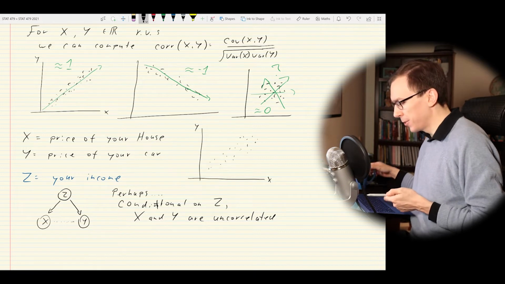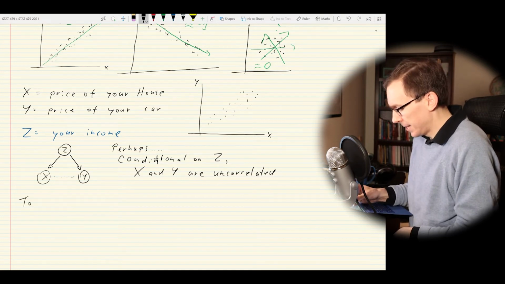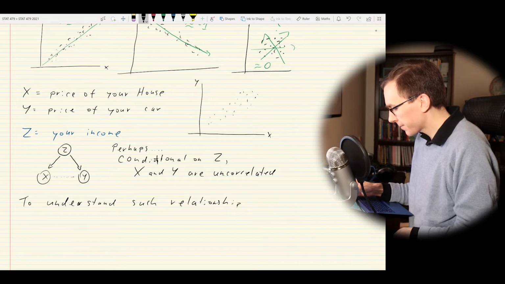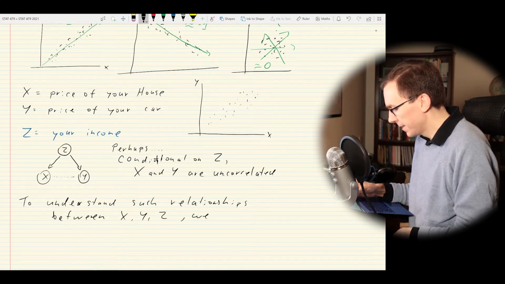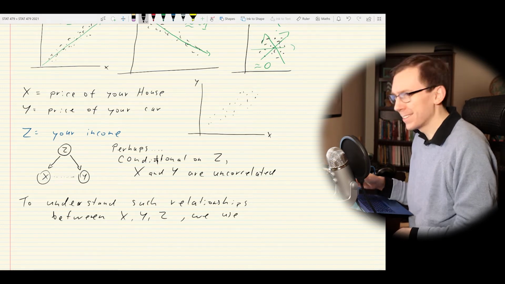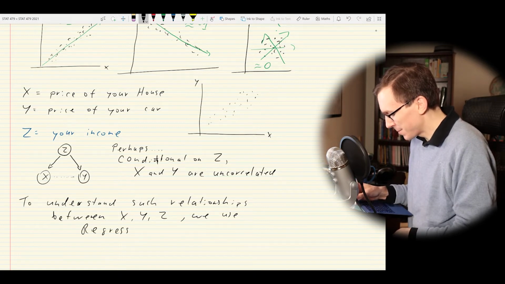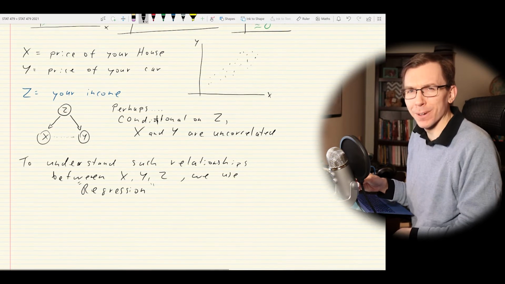But first the question is, well, how in the world do we work with this? Well, in this case, to understand such relationships between, we'll say, X, Y, and Z, we use, well, one of statisticians' favorite tools, regression. It always seems to come back to regression very often in statistics. It's a fairly important thing to learn.